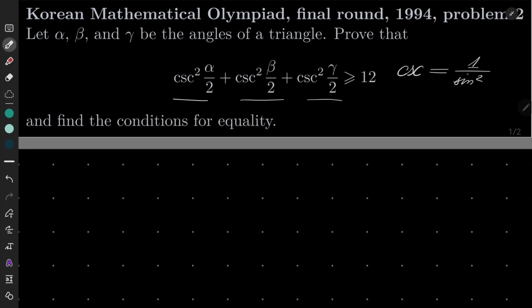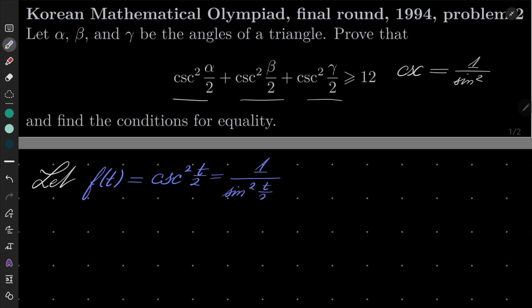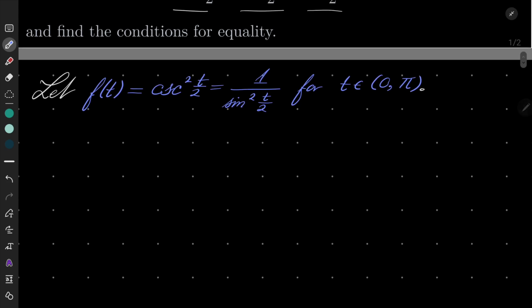Okay, so as I suggested, let's consider f of t equals cosecant squared of t over 2, which is the same as 1 over sine squared t over 2. We only need t from 0 to pi, because angles of a triangle are between 0 and pi. And now we need to differentiate it. I'll leave this part to you because it's boring.